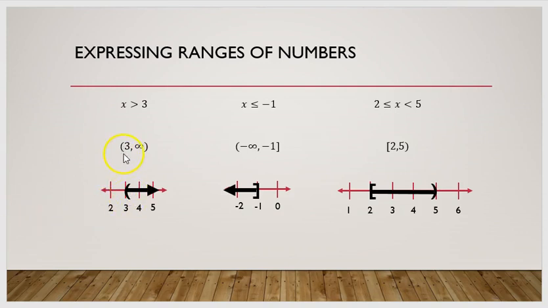So same rules for this. If you have parentheses, that means we're not including the number. And then they kind of just shade or darken in an arrow to indicate which direction from that number we're including as possible answers. So this one is also showing me all the numbers bigger than 3 with no maximum number, stopping at 3 but not including it.